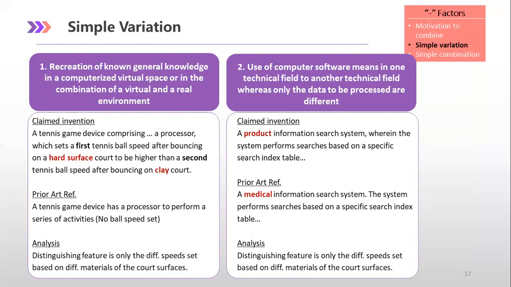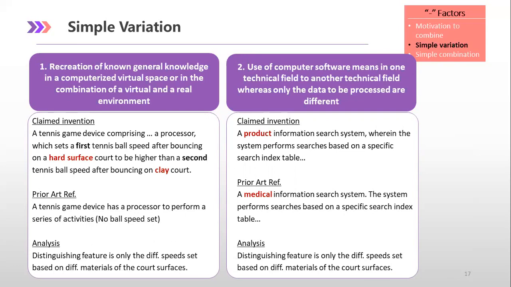Example on the left, which is a tennis game device. The distinguishable feature in this invention is only the different speed set based on different materials of tennis court surfaces. But the scientific fact that hard surfaces absorb more kinetic energy, whereas soft surfaces absorb less kinetic energy, is common knowledge in the field of physics. So including a feature of different ball speed in the claim is just a simple variation. It does not help the claim to have an inventive step over the prior art.